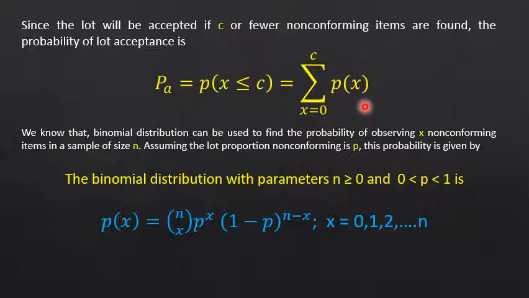Here P(x) means probability of x, and we know that the binomial distribution can be used to find the probability of observing x non-conforming or defective items in a sample of size n. Then the binomial distribution formula is this: probability of x is equal to n combination x multiplied by p to the power x multiplied by (1 minus p) to the power n minus x.